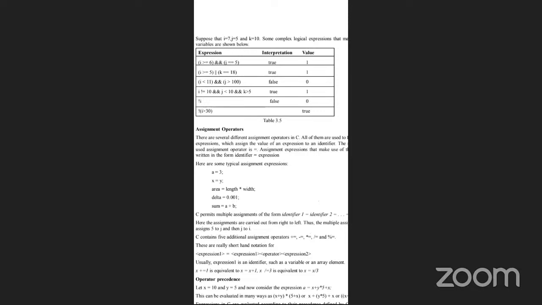Logical OR k equal to... no. It means either this or that; one of them is true. So 1. So i less than 11 is correct. Logical AND j equal to 5 greater than 10 is wrong. False means, and here, so false.